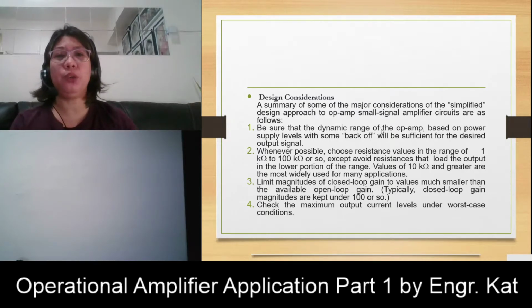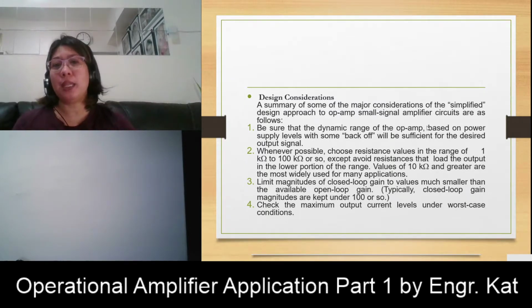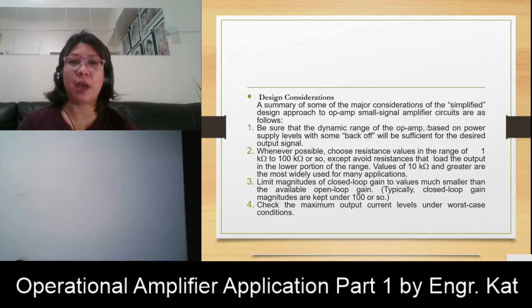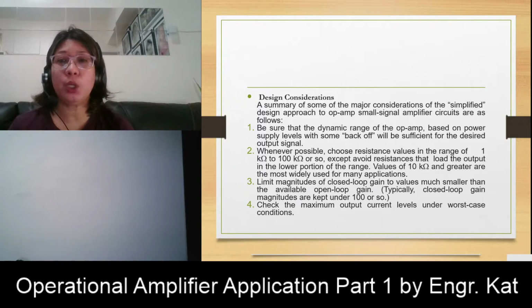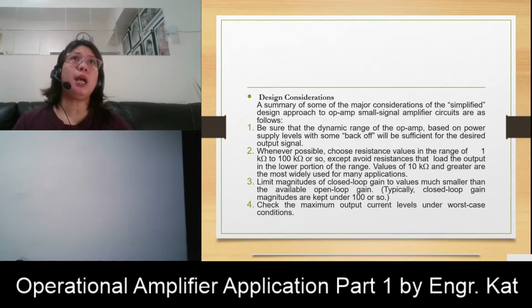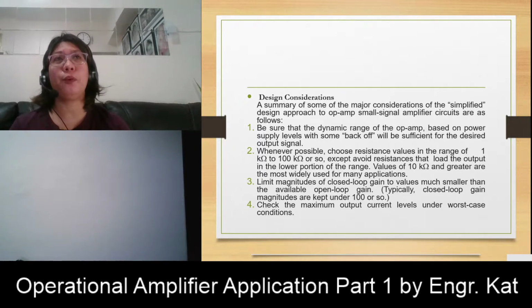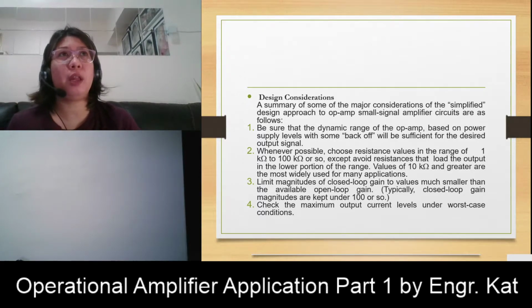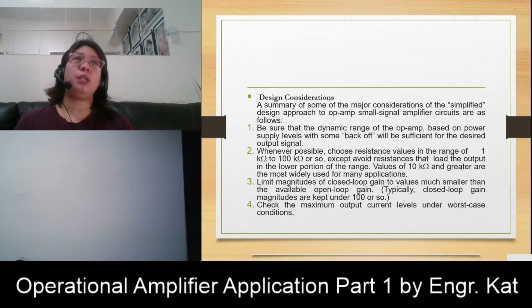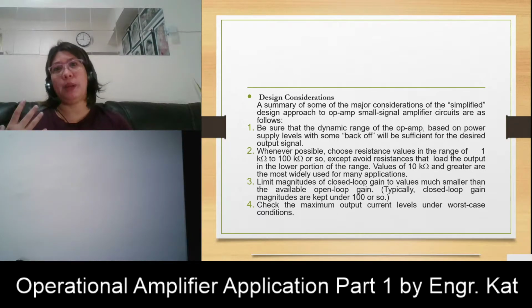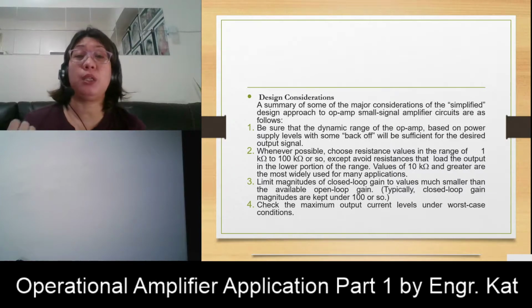A summary of some of the major considerations of the simplified design approach to operational amplifier small signal amplifier circuits are as follows. Number one, be sure that the dynamic range of the op-amp, based on power supply levels with some back-off, will be sufficient for the desired output signal. If you can still remember, for 741, you can make use of a power supply of positive or negative 12 volts. Since your operational amplifier is dual supply, you have a positive and a negative voltage. It can be plus or minus 12, plus or minus 9 volts, plus or minus 15, plus or minus 18.